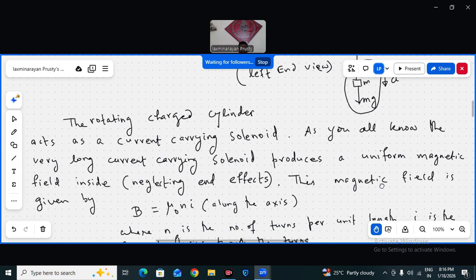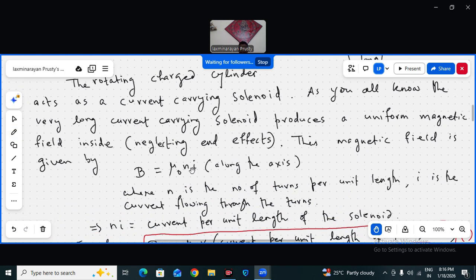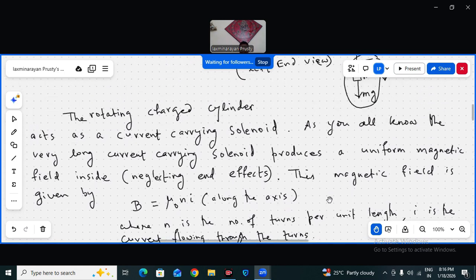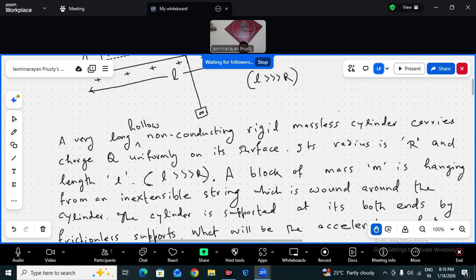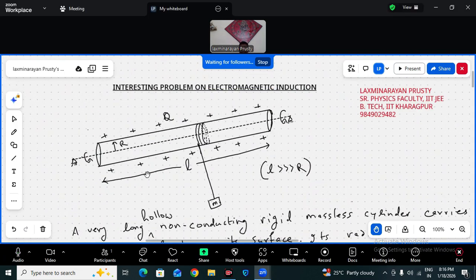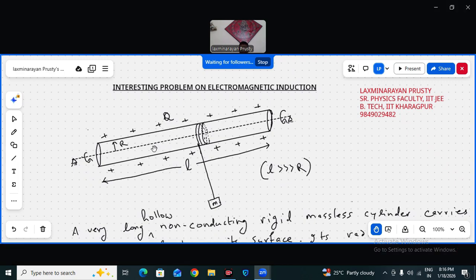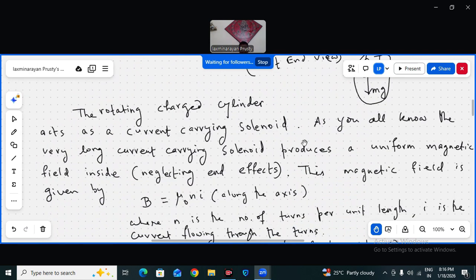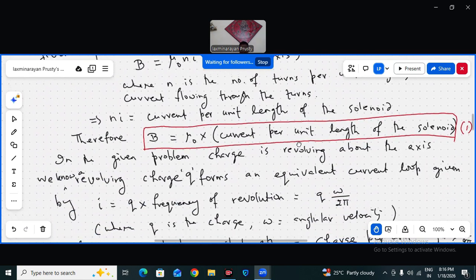This magnetic field is given by B is equal to mu naught N i. N is the number of turns per unit length of the solenoid. I is the current flowing through the turns. And B will be along the axis only. All of you know this for a solenoid. But how is it a solenoid? How will this rotating cylinder act as a solenoid? The charge is fixed and distributed uniformly over the surface, so the charges also will be rotating. Yes or no?